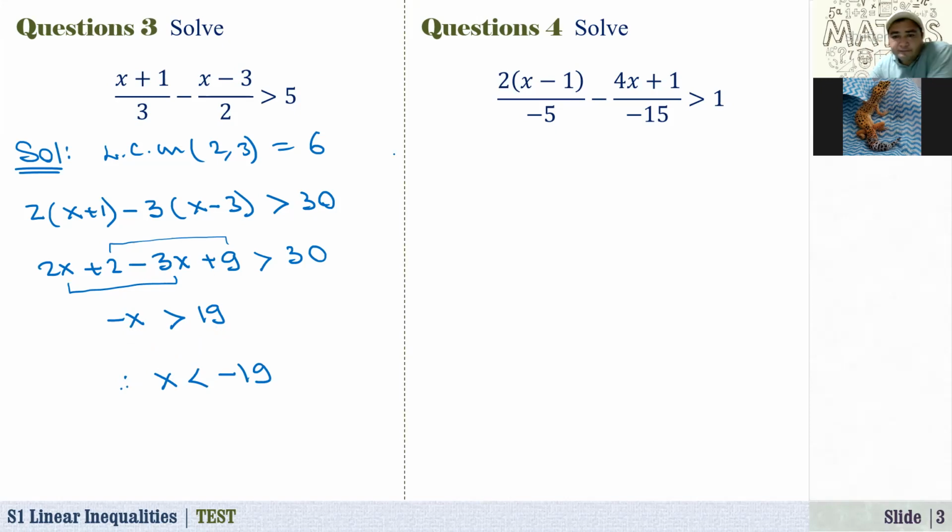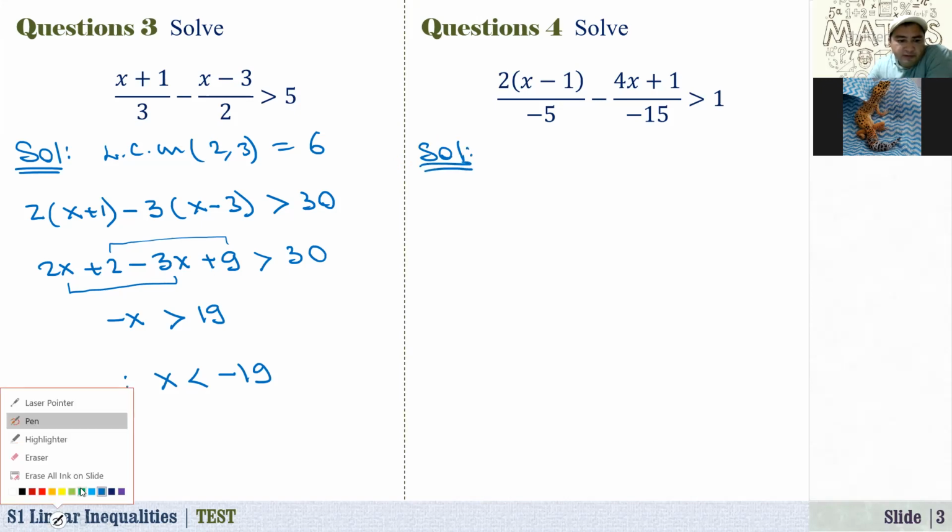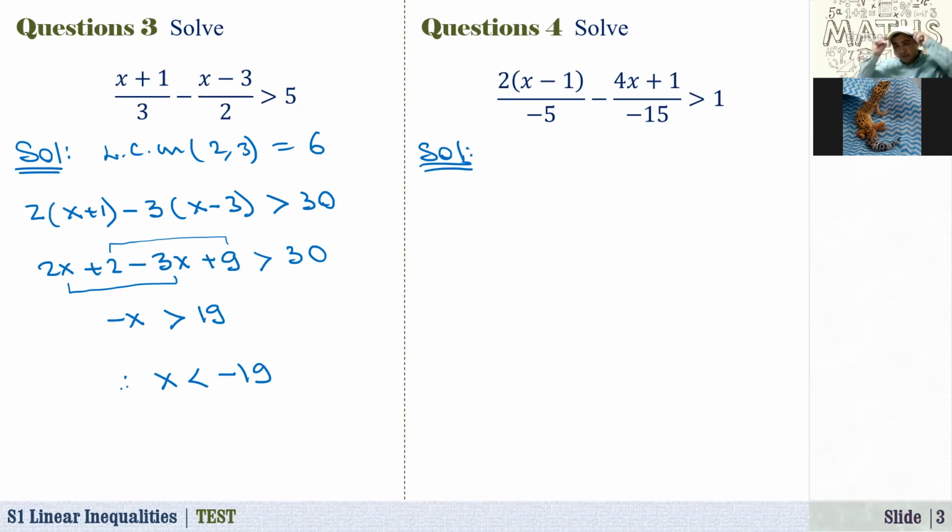All right. How about question 4? In question 4, let me use green here. As I say, the denominators are negative 5 and negative 15, right? So I can multiply both sides by negative 15, because the least common multiple of negative 5 and negative 15 is negative 15. Or just ignore the sign, it's just 15.